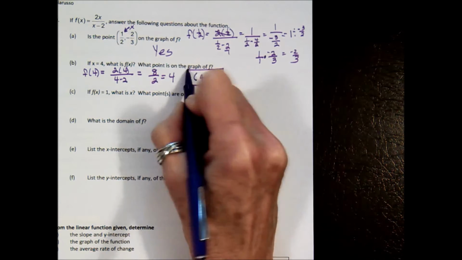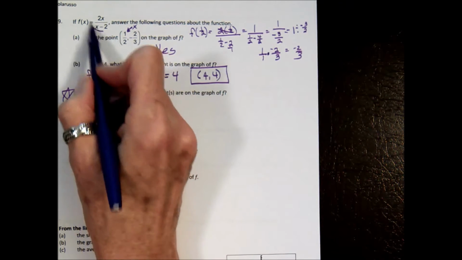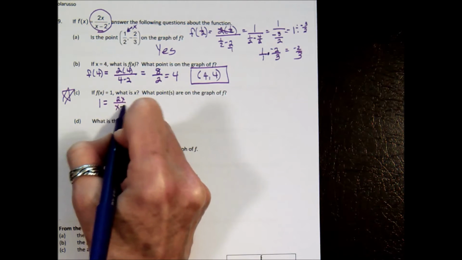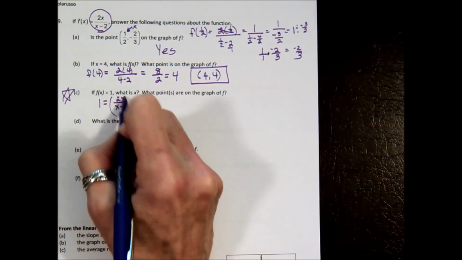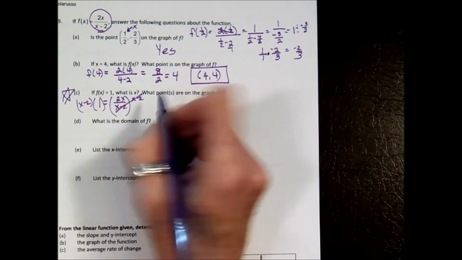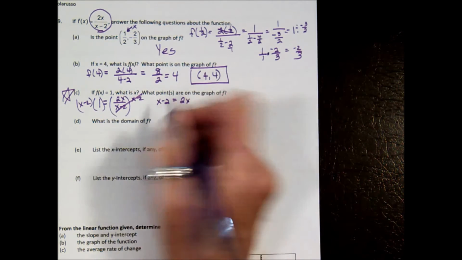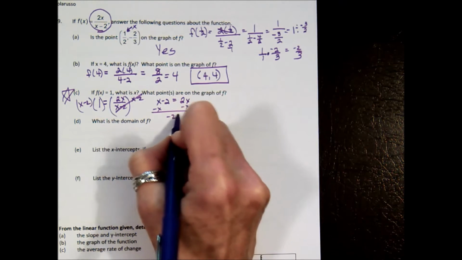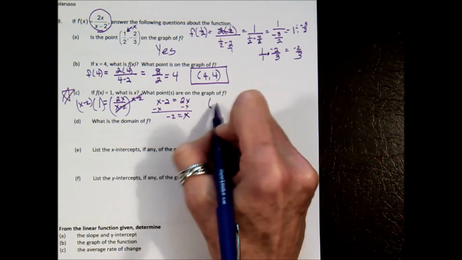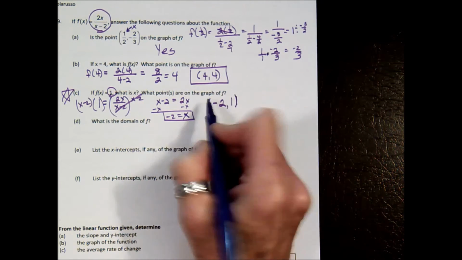This is the hard one. If f of x equals 1, what is x? So I take this and I set it equal to 1. So 1 equals 2x over x minus 2. How do we get rid of a fraction? Multiply by the LCD, which is that denominator. That gives me 1 times x minus 2 equals 2x. I'm going to subtract an x, and I get x equals -2. That was an easy one. So what point is on the graph? -2 is the x that I just found, and the y is 1. So there is the point that we found.